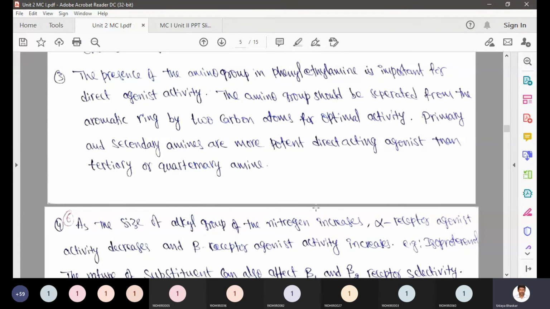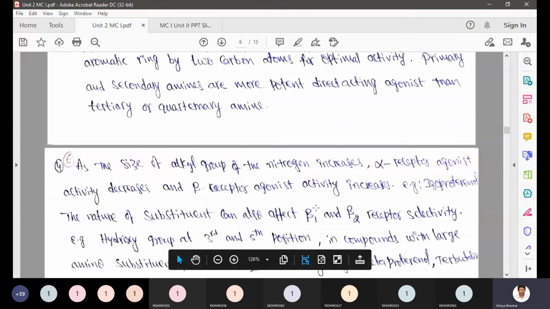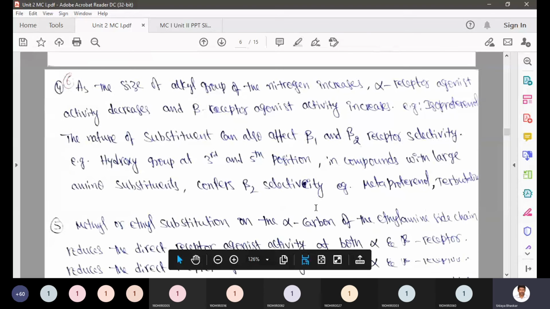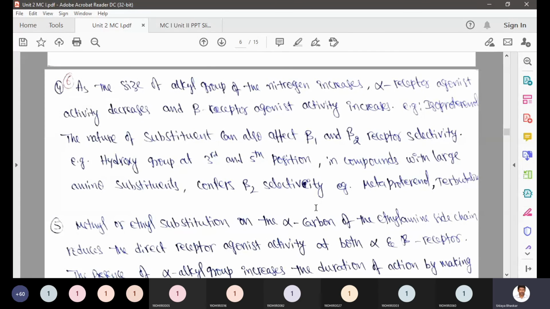Okay. Primary and secondary amines are more potent direct acting agents than tertiary and quaternary. So primary and secondary amines are good, but tertiary and quaternary amines are not preferred. Okay. Bulky methyl groups are not preferred. As the size of alkyl group of the nitrogen increases, alpha receptor agonist activity decreases. So if you increase the size of the alkyl groups attached to the nitrogen, that will decrease the alpha receptor selectivity and that will increase beta receptor selectivity.